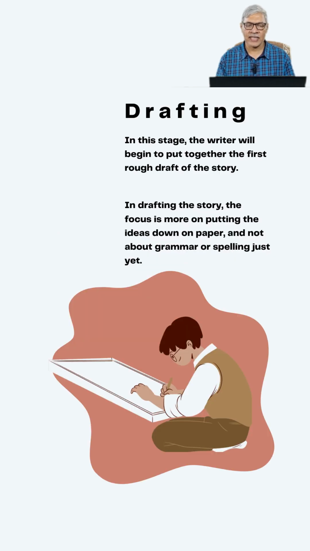Next, we have drafting. Here, the writer starts to put the story together. First, naturally, it will be a rough draft. And while drafting the story, the focus is to put ideas on the paper. And okay, there will be a few grammar and spelling mistakes, but just leave it just like that. Just keep drafting your story.